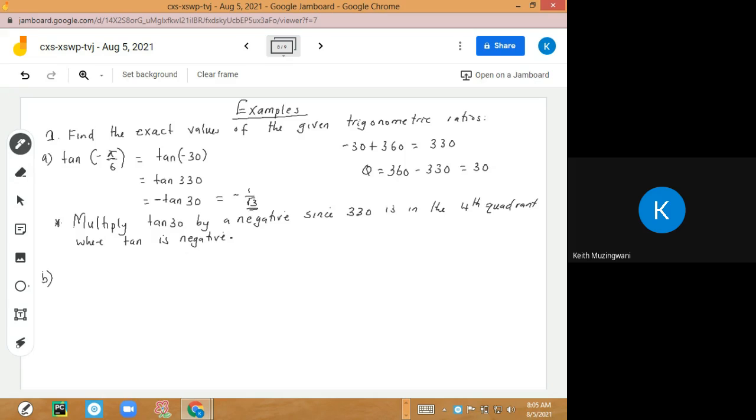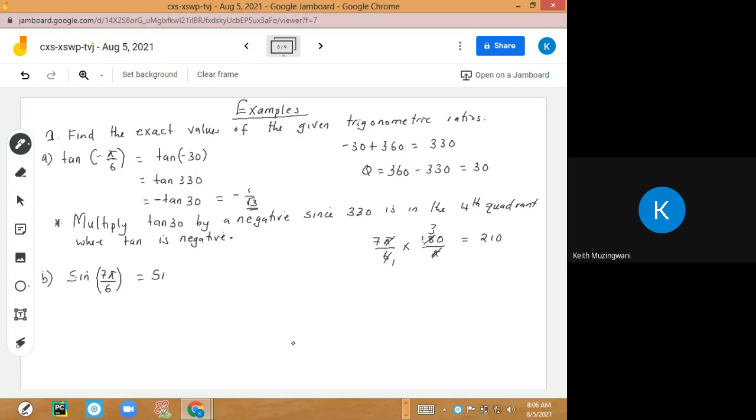B, sine 7 pi over 6. So look, the pi's sometimes confuse. So say, this I want to understand. Let me change it to degrees. So in degrees we said we multiply by 180 over pi. So the pi gets cancelled, and 6 goes into 180, 30 times, and 30 times 7 gives 210.